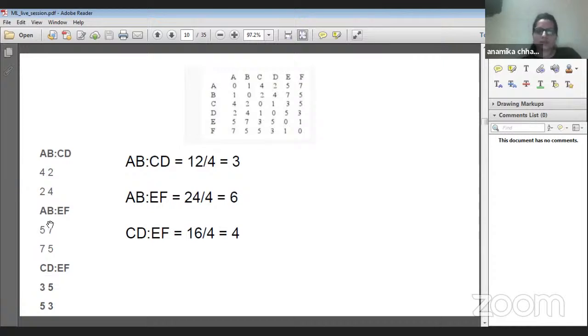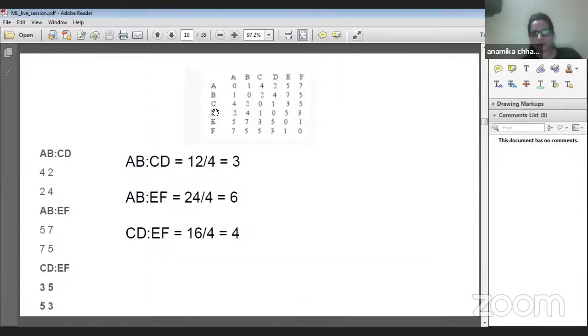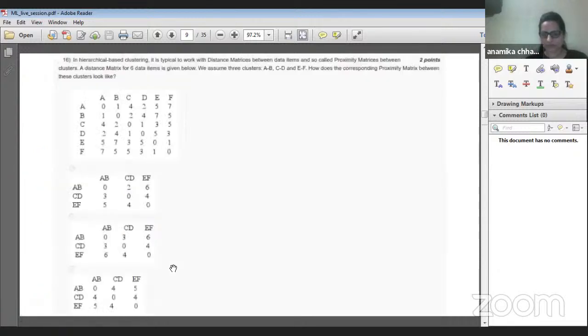Similarly, for the distance between AB and EF, you only look at the elements A, B and E, F, and what you get is 5, 7, 7, 5, this part of the matrix. Again, you add them up and divide by 4. The sum is 24, divided by 4, you get the average value 6. Similarly, for CD and EF, just look at that part of the given matrix, 3, 5, 5, 3, and you get the average distance to be 4. So this is how you compute the distance between different clusters. What we are doing is averaging out the distances.